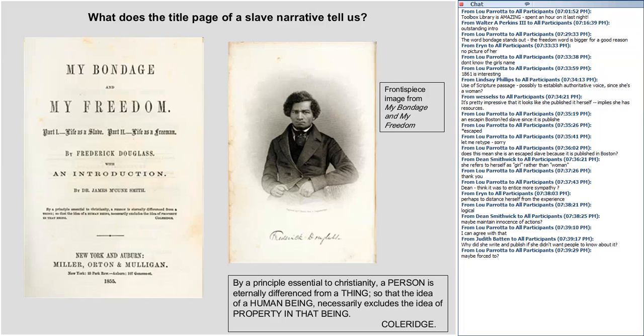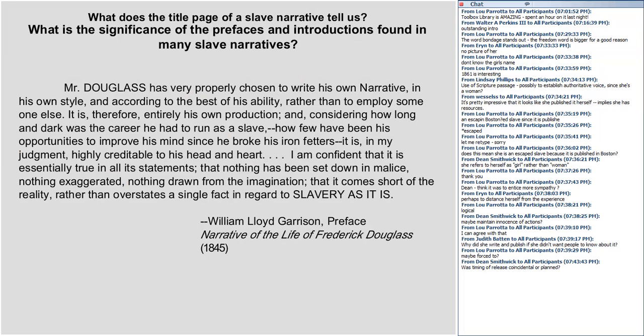So those are the title pages. Then there are interesting things about the prefaces and introductions to slave narratives that we ought to touch on just for a minute.